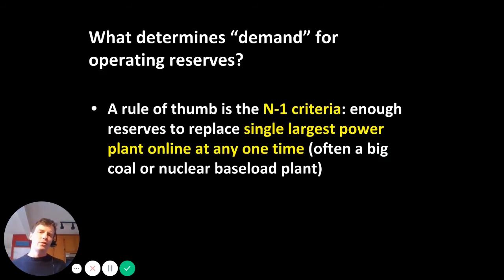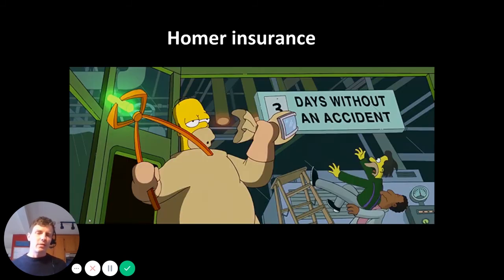So what determines demand for operating reserves? Well, it can be a little complicated, but a simple rule of thumb is called the N-1 criteria. And so what this means is that at any given point, you want to have enough reserves, backup generating capacity that's online, ready to produce electricity, to replace the single largest power plant online at any one time, and that's often a big coal or nuclear baseload power plant. So another way to think about operating reserves would be as insurance.